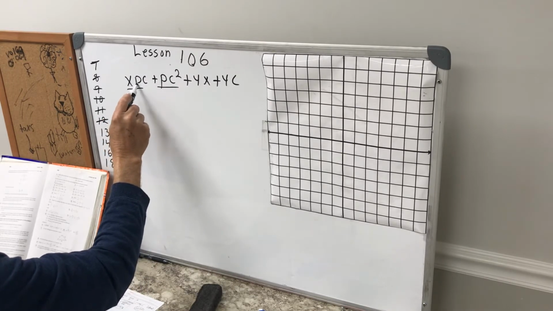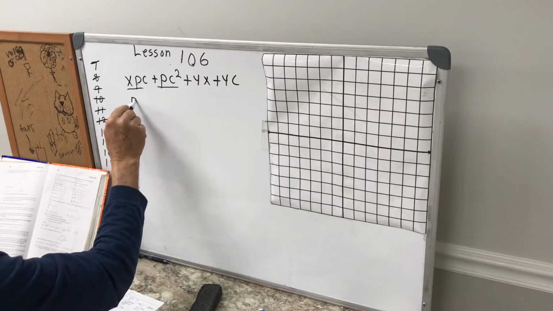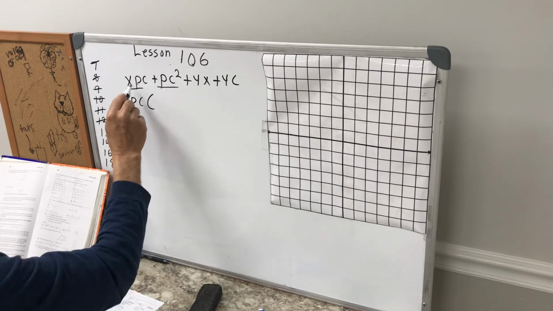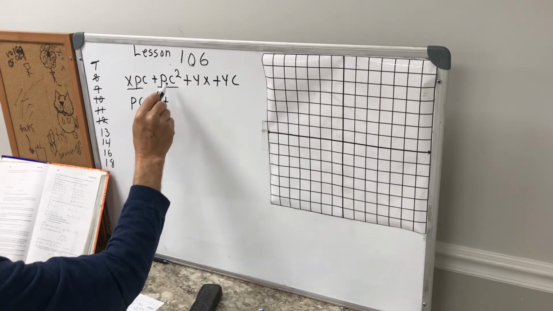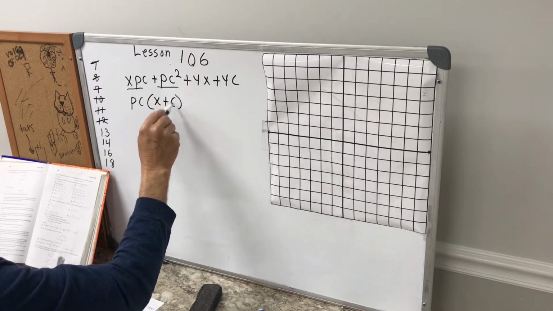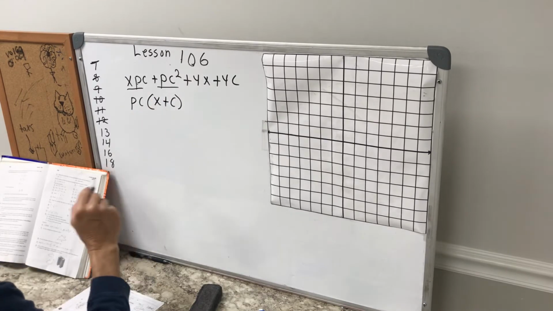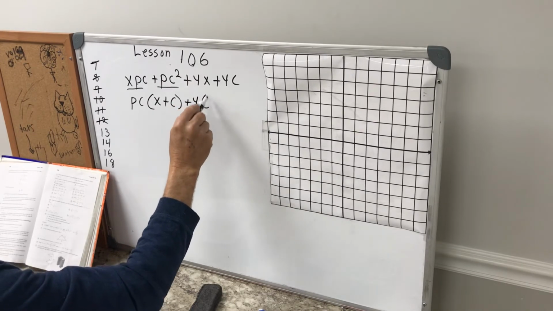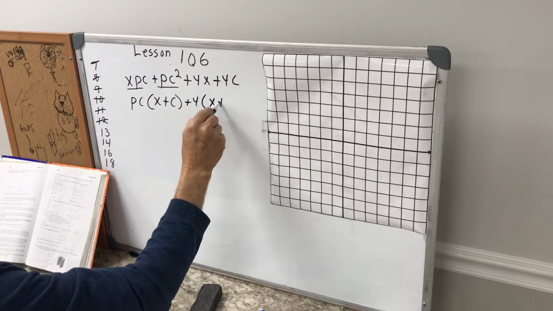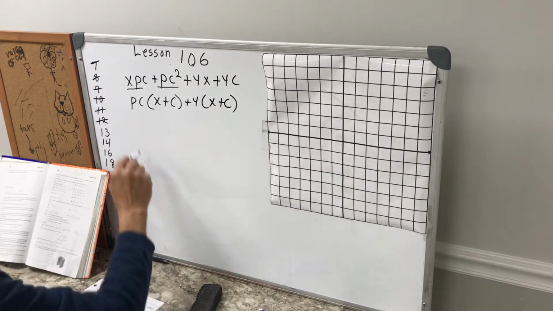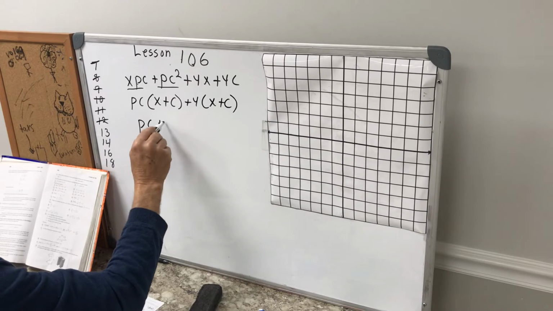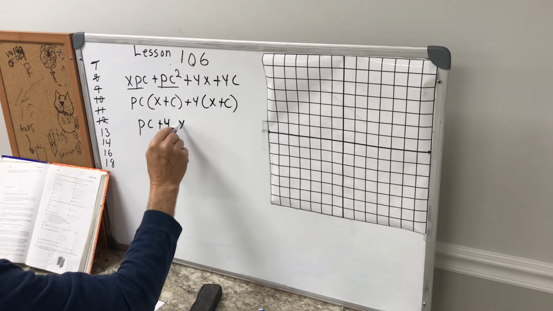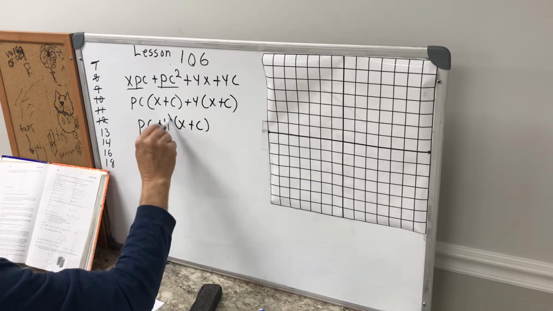We can factor out a P and a C. PC, we end up with X plus, we have another C left over, is that correct? We just did one of the C's. Okay, now let's try this one. Here we can take the 4 out of it, positive 4 out of this, and we end up with X positive C. Bingo, we scored. PC positive 4 and X positive C.